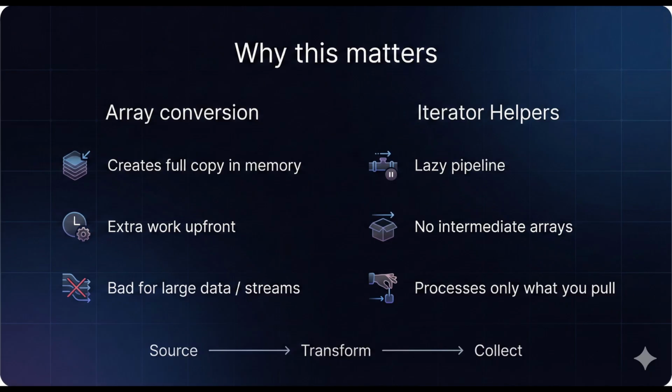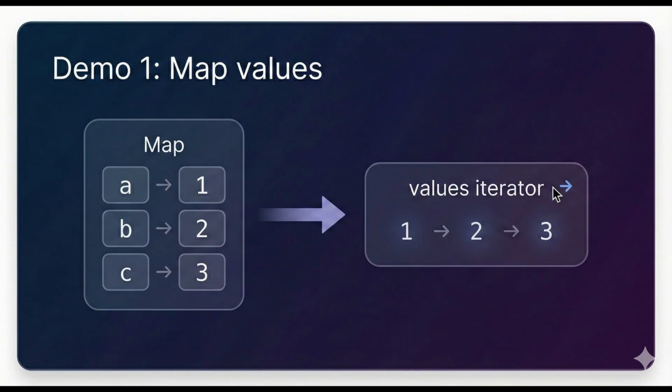Now let's do a quick before and after. On screen, I have a map with the values 1, 2, 3. First, I'm not taking the whole map, I'm only taking the values. So now I have a values iterator. Important point, this is not an array, it's a one-by-one sequence.